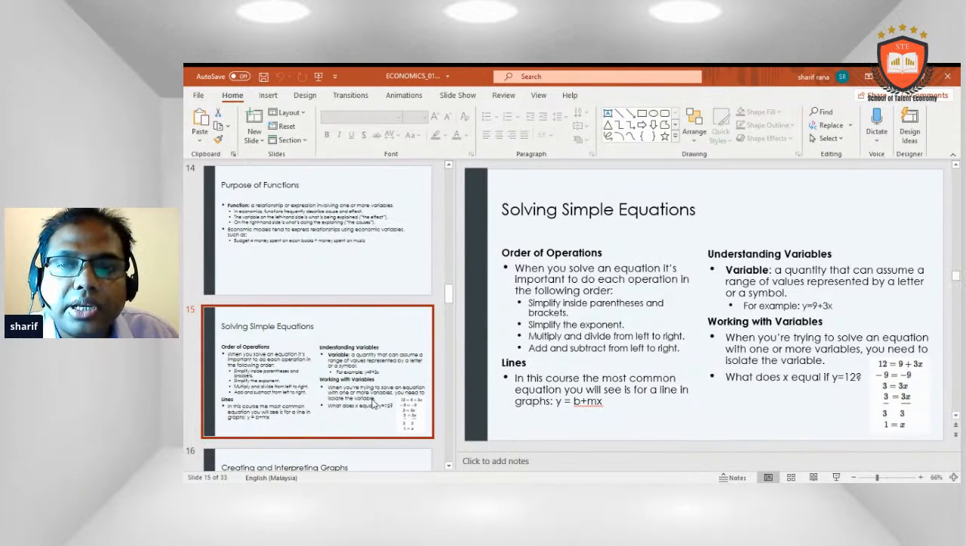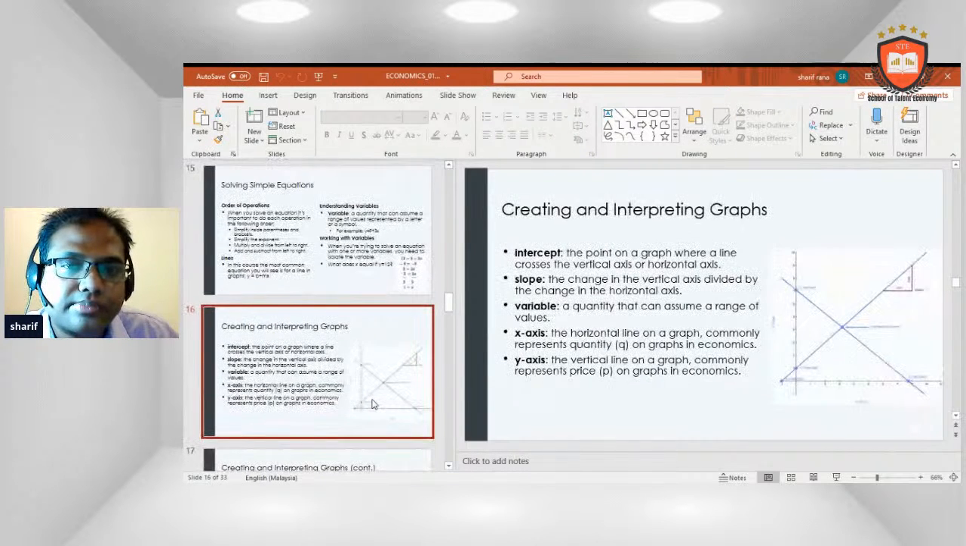Understanding variable: a quantity that can assume a range of values, represented by a letter or a symbol. Working with variables: when you are trying to solve an equation with one or more variables, you need to isolate the value. What does the x equal if y equals $12? Intercept: the point on a graph where a line crosses the vertical axis and horizontal axis. Slope: the change in the vertical axis divided by the change in the horizontal axis.